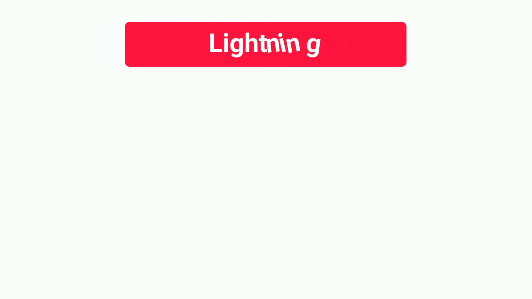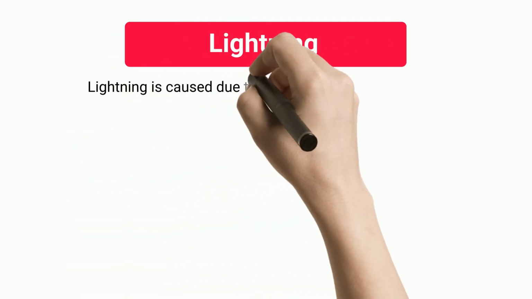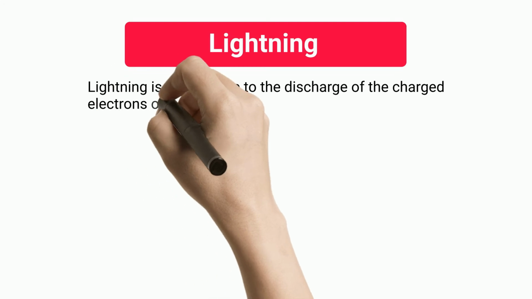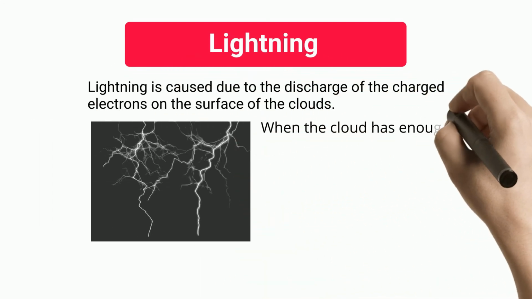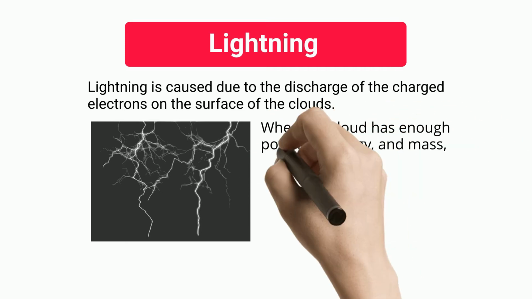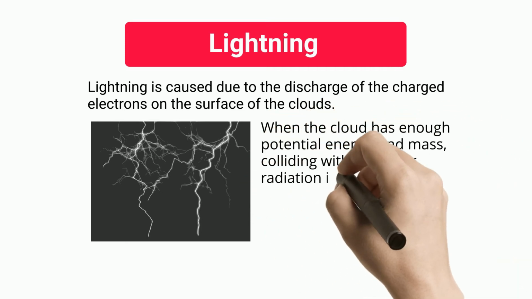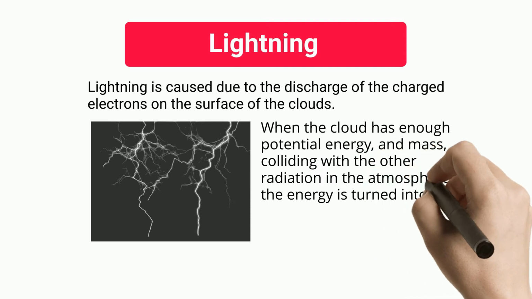Lightning. Lightning is caused due to the discharge of the charged electrons on the surface of the clouds. When the cloud has enough potential energy and mass colliding with the other radiation in the atmosphere, the energy is turned into electric currents.